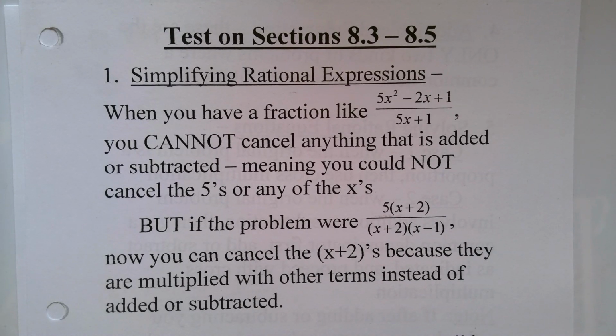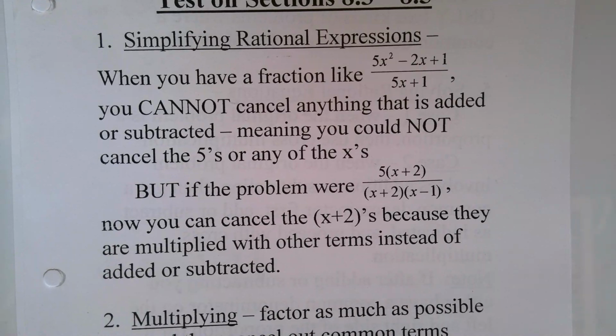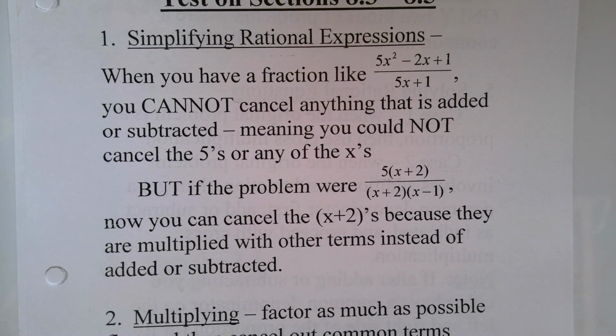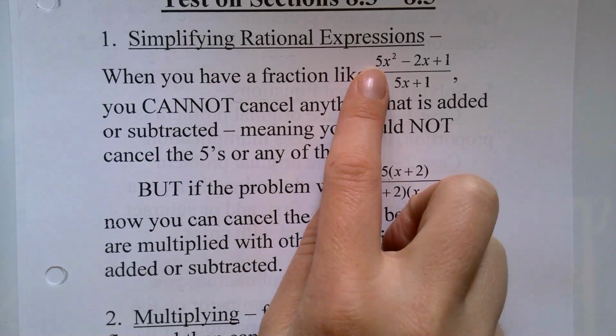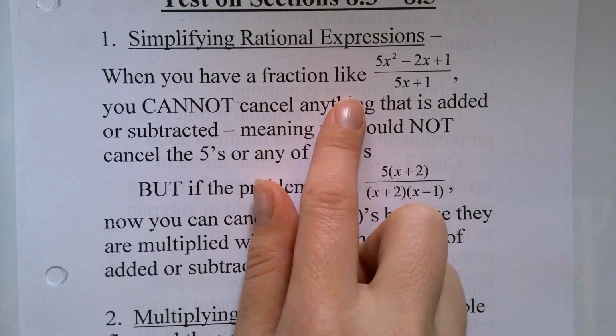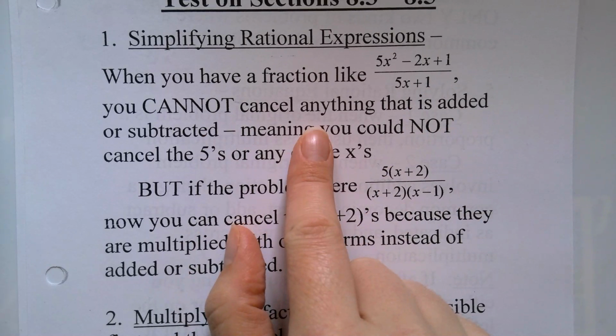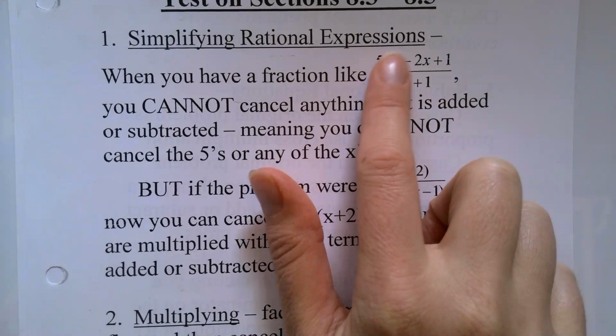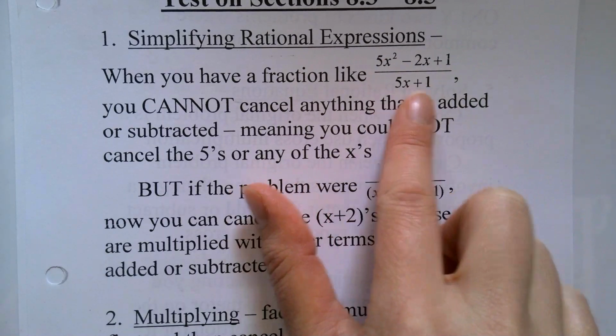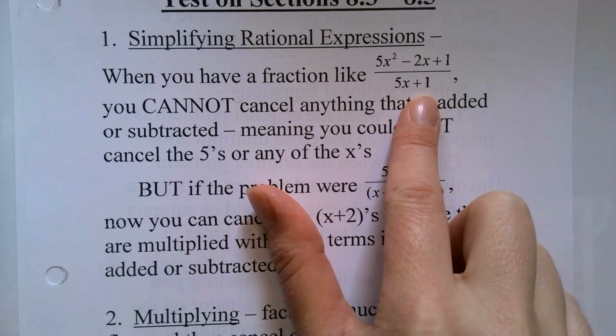All right, I want to come on and do a quick review of rational expressions. This was the concept we did in 8.2. We simplified rational expressions. When you have a fraction like this, you cannot cancel anything that's added or subtracted. I have 1, 2, 3, and then 4, 5 total terms in this rational expression.